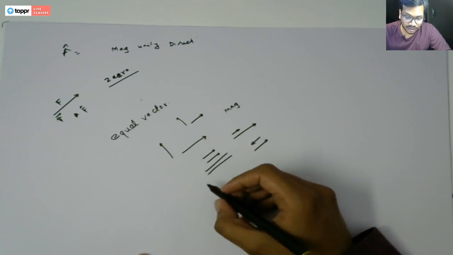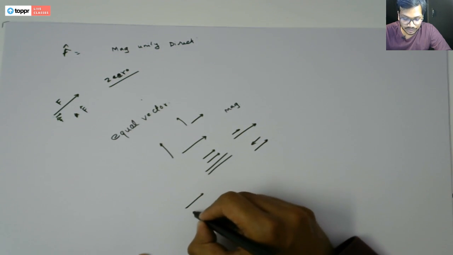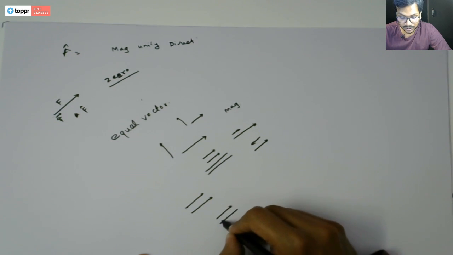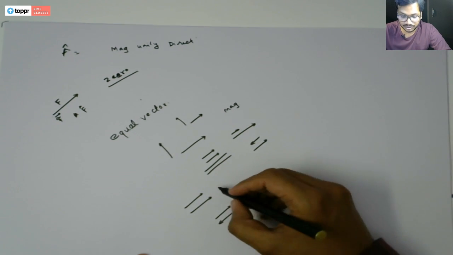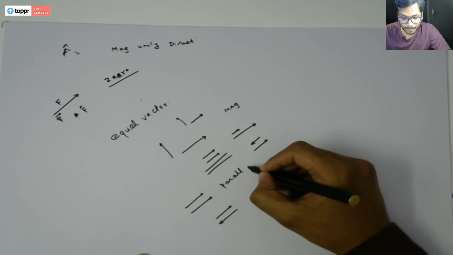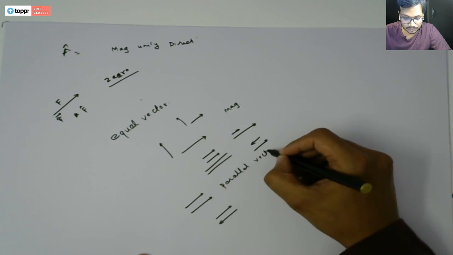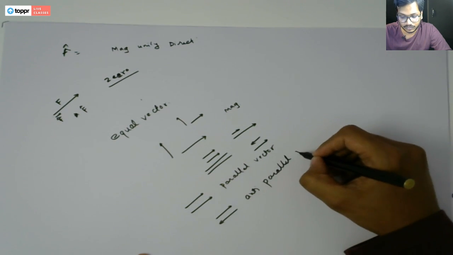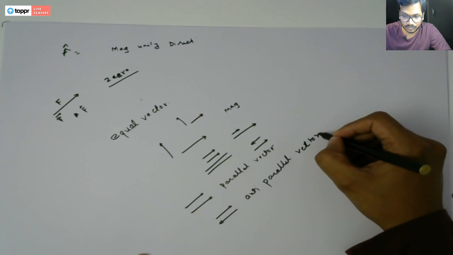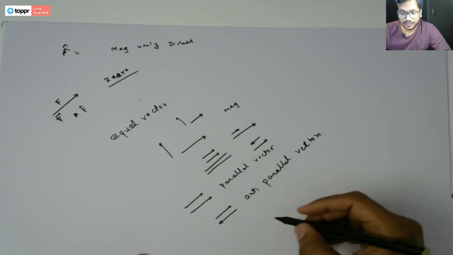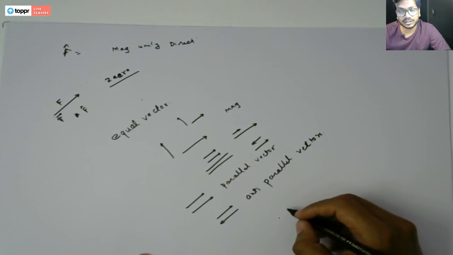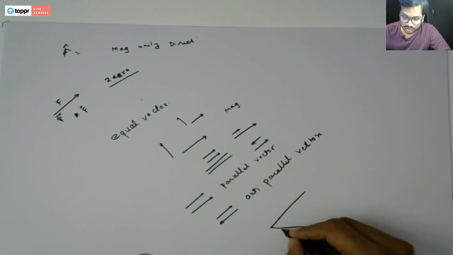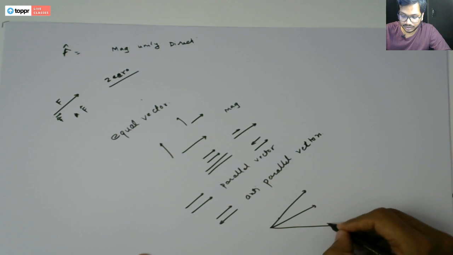Next would be parallel vectors. Vectors which have the same direction are called parallel vectors. Vectors which have opposite directions are called anti-parallel vectors. Then we have something called concurrent vectors. Concurrent vectors are vectors that pass through the same point. So this, and this, all these three are concurrent vectors.